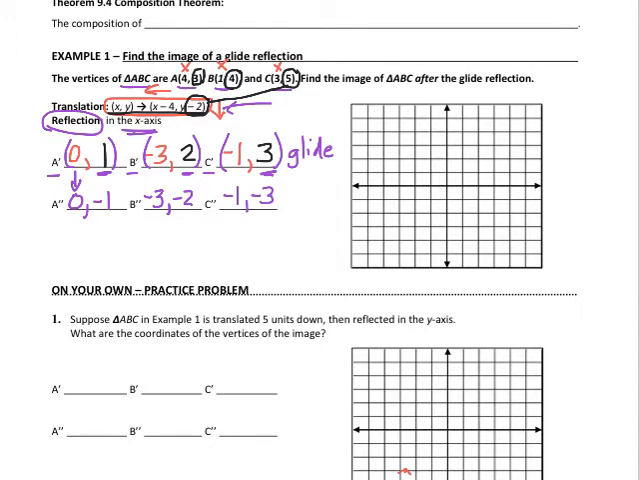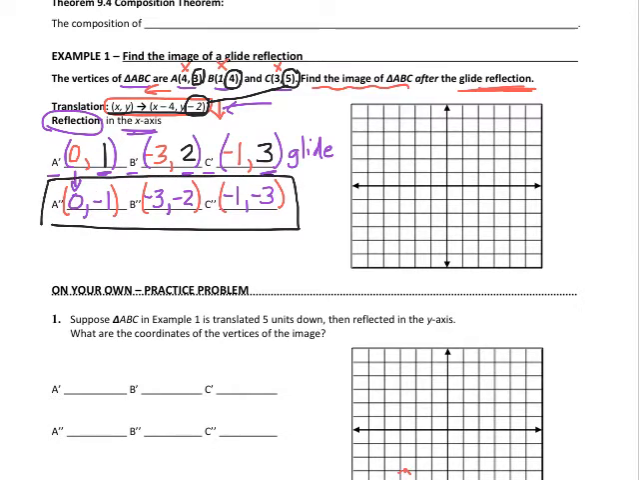So now I have my A double prime, B double prime, and C double prime. Now I could graph all three triangles, but I really don't need to. It tells me right here, it says find the image of triangle ABC after the glide reflection, after we do the composition of those transformations. So now all I have to do is plot these 3 points.